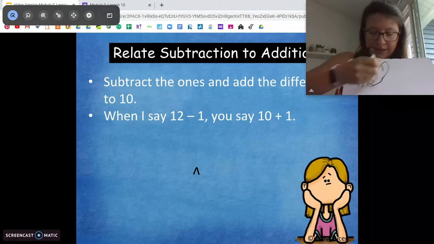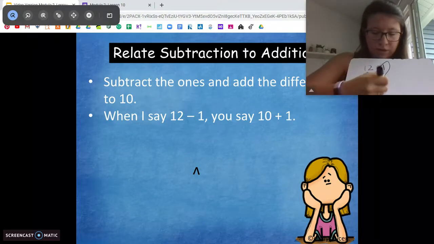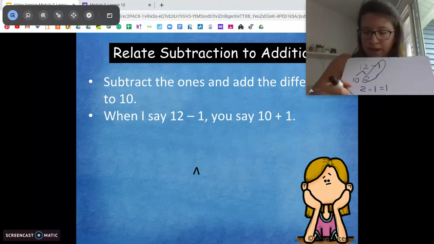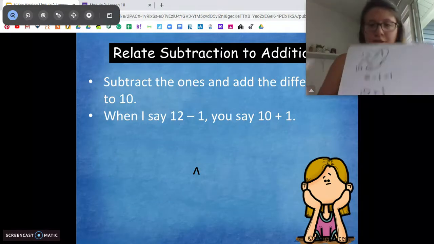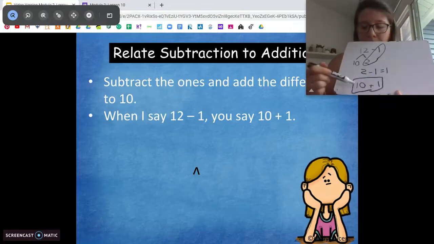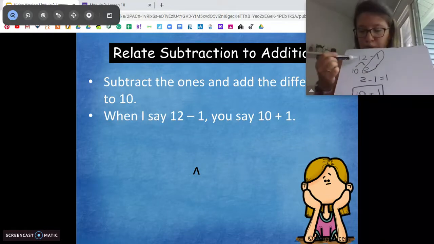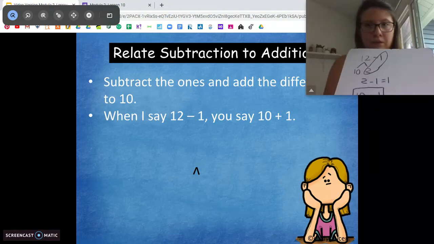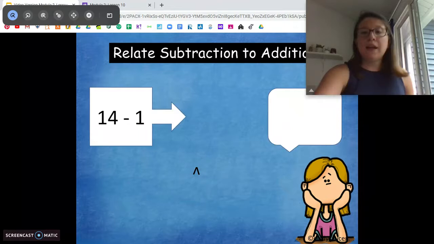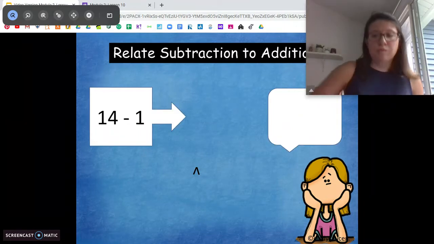Then I'm going to take this and I'm going to subtract. 2 minus 1 equals 1. Now I'm going to take the 1, add it to my 10. So my 10 plus statement, what I want you to tell me back is 10 plus 1. So 12 minus 1 equals 10 plus 1. Okay, and that's just showing you that there. So let's do one more together, and I'm going to have you do the rest on your own. So write down 14 minus 1 on your paper.